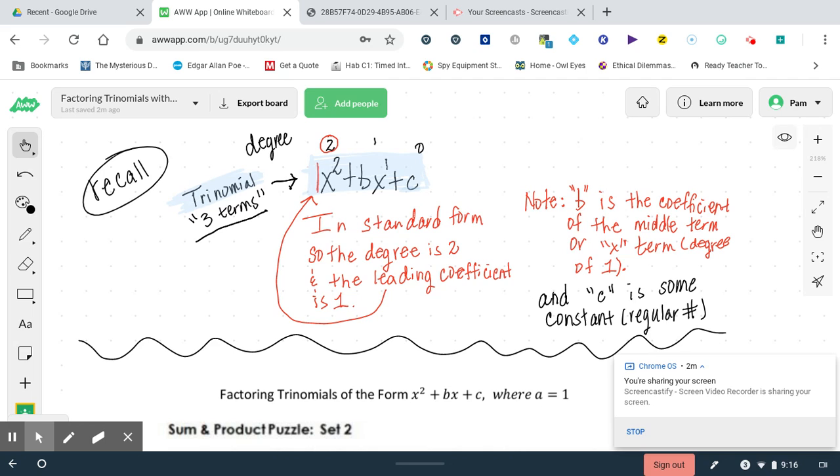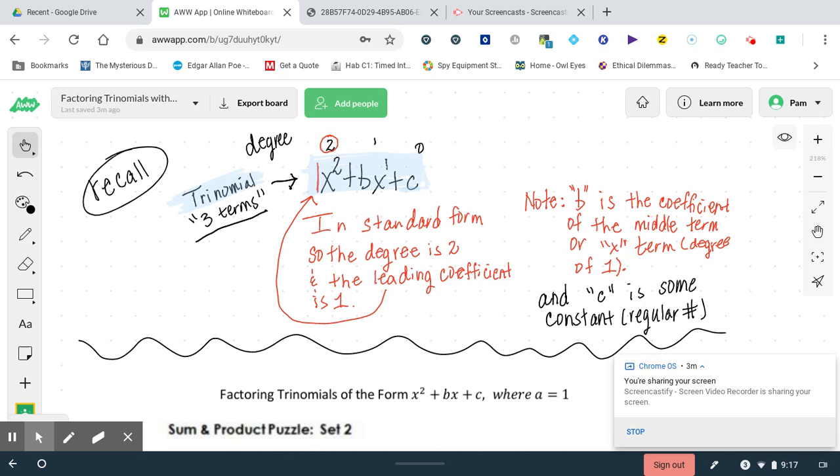And like I said, it doesn't have to be in order, but you should be able to see that this has a degree of 1, so that whatever has a degree of 1 represents your middle term, even if it's out of order. Okay, guys? C is some constant. It's just a regular number. All right, so that's our recall information. And so let's go into factoring polynomials of the form x squared plus bx plus c.